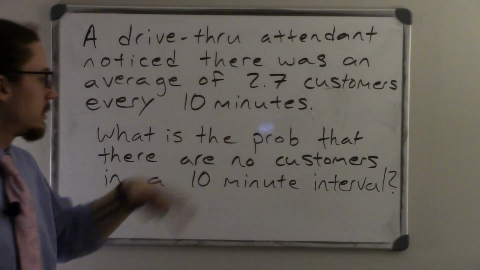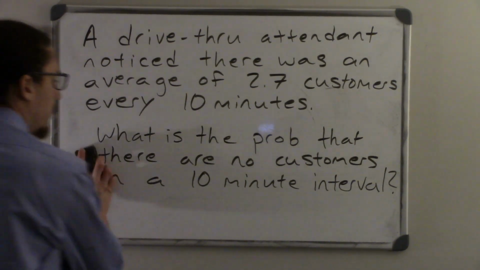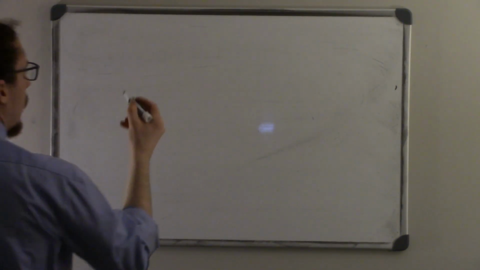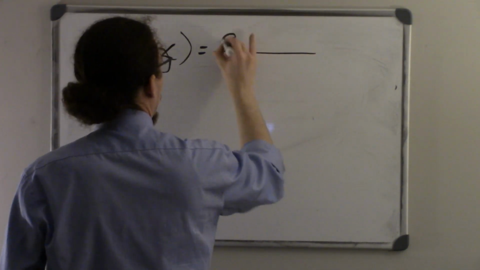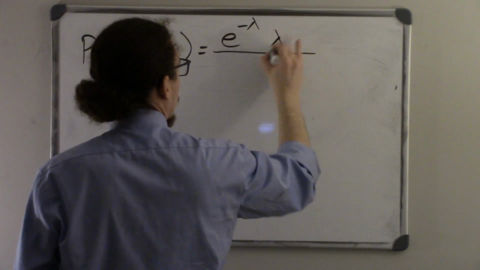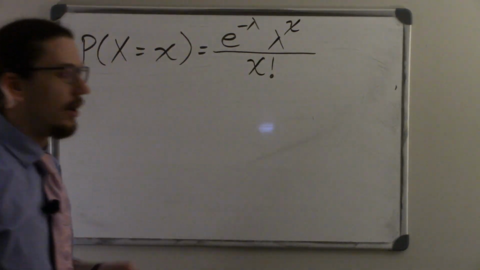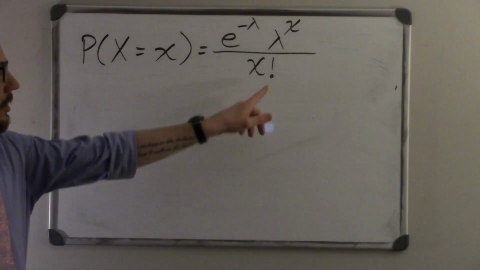So let's go ahead. We're going to erase this. We should all have that done by now. And we will pop up our probability distribution function once again. Just as a reminder, even though we just looked at it: e to the negative lambda, lambda to the x, divided by the factorial of x.